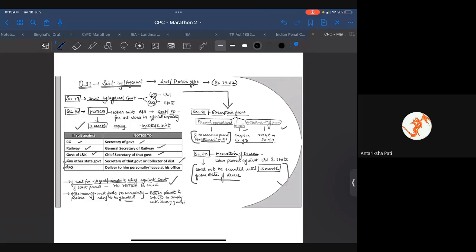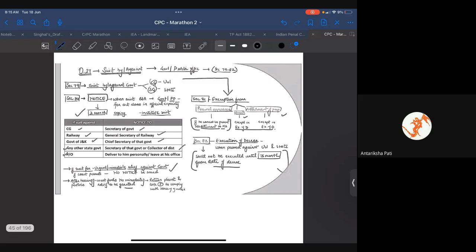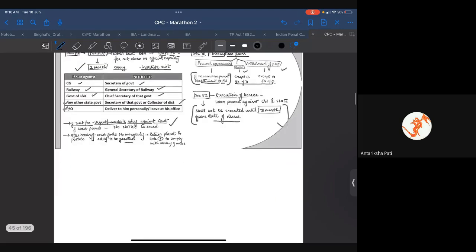Okay. Now, coming to Section 82, which says that while executing a decree, if it is passed against the Union of India or a state, then it shall not be executed until 3 months have expired from the date of the decree. It shall not be executed.